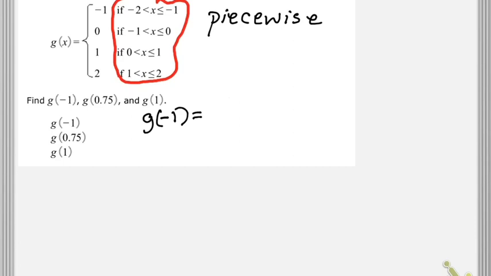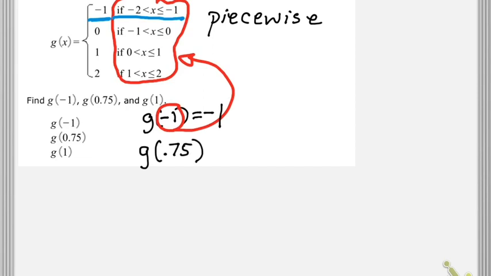Looking for the x value of -1 here, so this is -1, and then looking for it up here. So where's -1 up here? Let's look for it. -1, okay, so there it is. X is less than or equal to -1. So equal to -1 is -1. So I want to use this piece. And what does this piece say? It just says -1. So that's it. G of -1 is equal to -1. Let's move on to another one here.